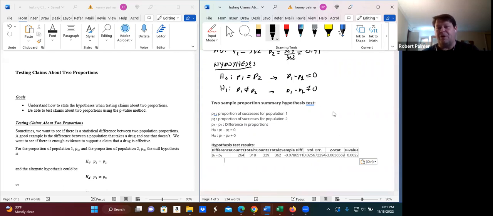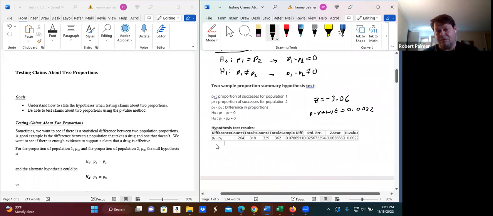Let's collect the information. I'll just write it over here. So the main thing we need is our z-stat. That's our test statistic, which is negative 3.06 in 2 decimal places. Then our p-value is 0.0022.